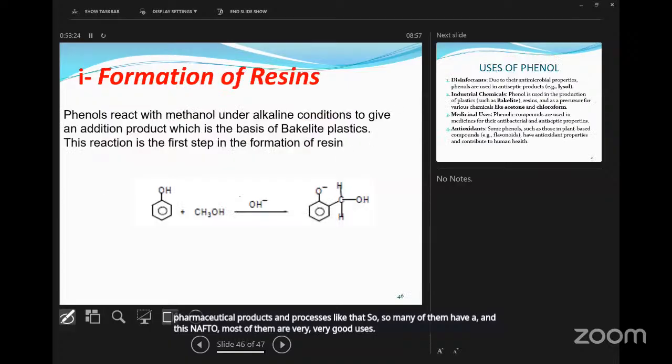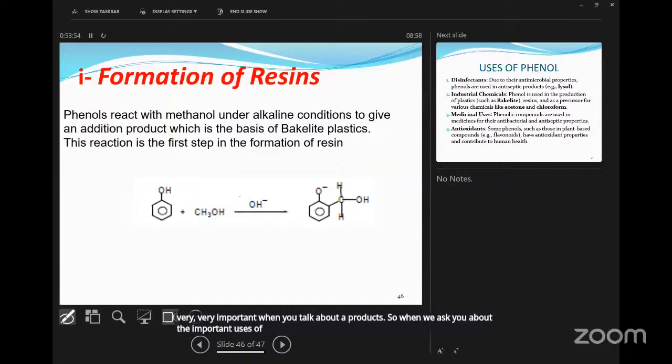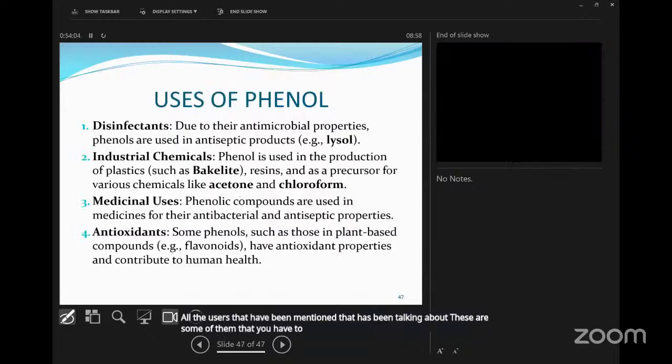Then you can also form resins. Resins are plastics, so they are the basis of plastics. Phenol can react with methanal in the presence of alkaline conditions to give addition products, which are the basis of the plastics. That is the formation of resin. Resin is very, very important when you talk about products. So when we ask you about the important uses of phenol, these are some of the things I expect you to mention. All the uses that have been mentioned, you have to actually mention.